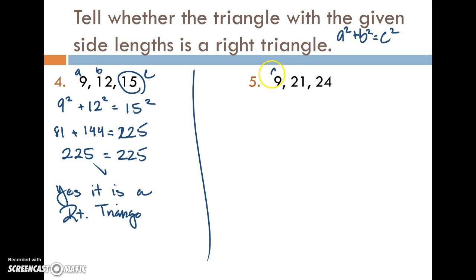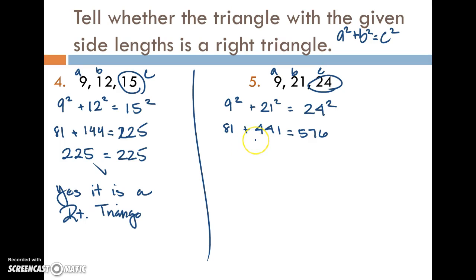For the next one, same thing. A, B. This one is C because it's the longest side. So it is 9 squared plus 21 squared equal to 24 squared. Well, 9 squared we know is 81. 21 squared, if you use your calculator, is 441. Does that equal 576? I don't know. Well, let's check. 81 plus 441, doesn't look like it does, is 522. That is not the same as 576.